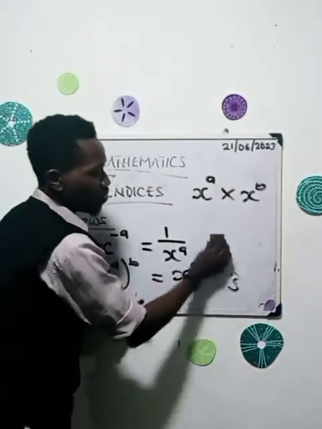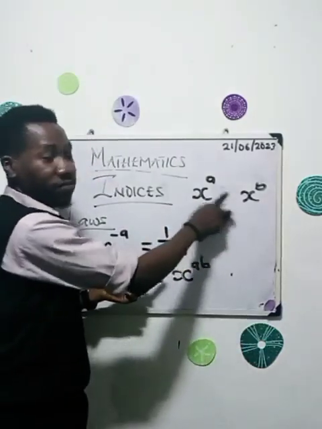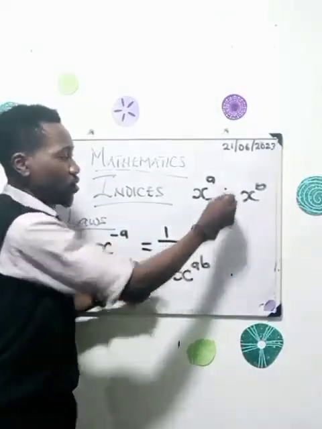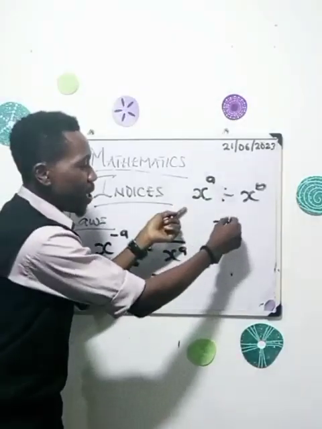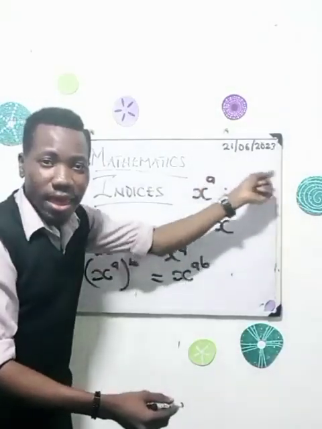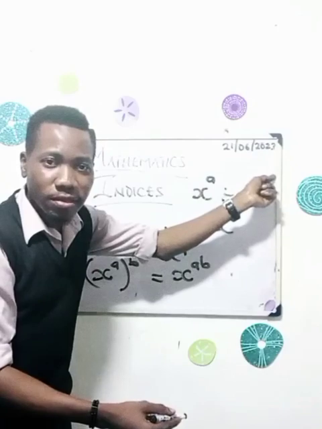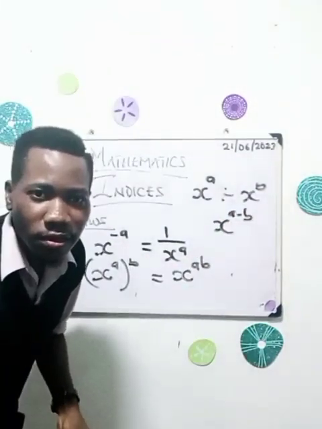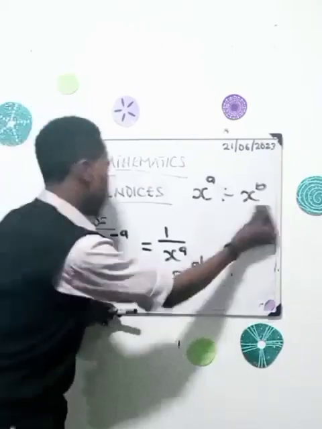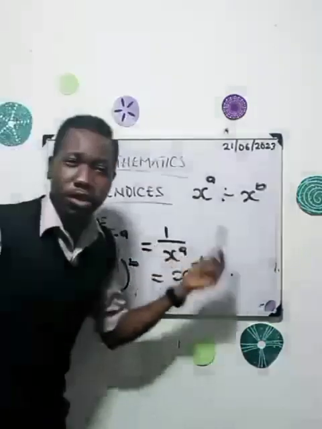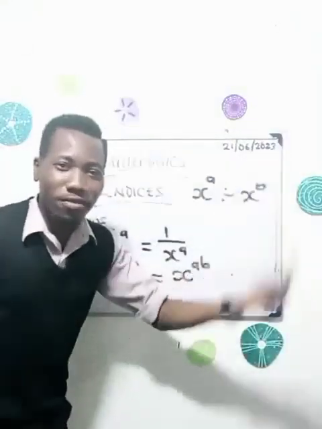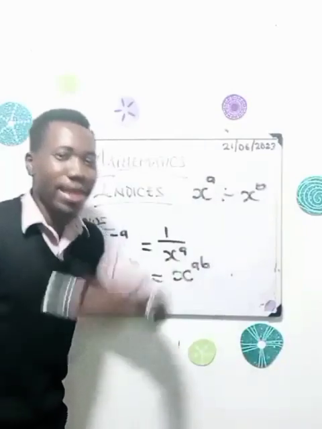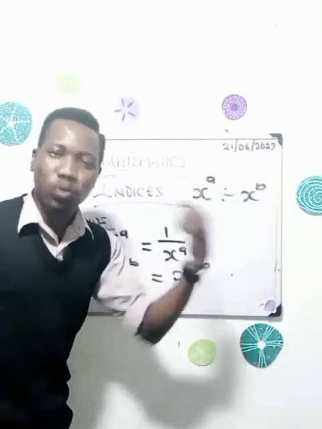Now the second rule says if this were to be division, then your answer will be x raised to the power, you subtract: a minus b. Okay. So now the third one. The third one says any number raised to the power of 0 is 1. Any number raised to the power of 0 is 1.